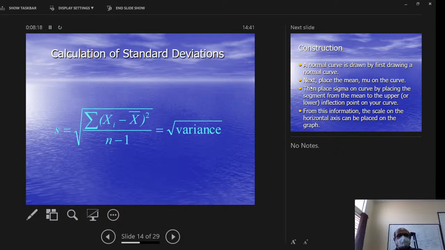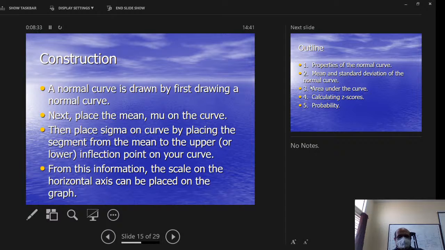Now the calculation of standard deviation is this: root of summation of xi minus x bar square divided by n minus 1, which is equal to the square root of variance. Construction: a normal curve is drawn by first drawing a normal curve. Next, place the mean on the curve. Then place sigma on the curve.